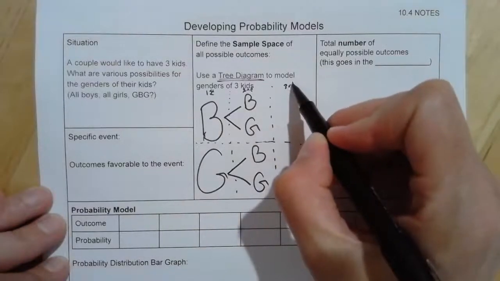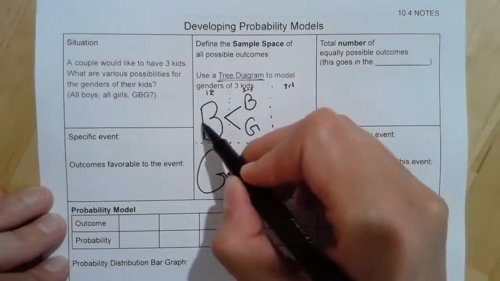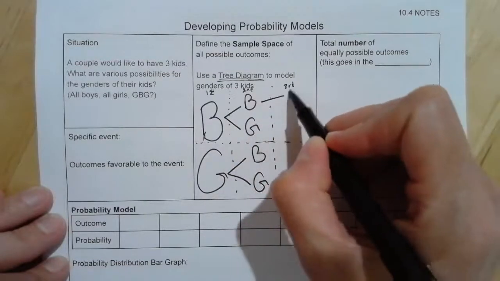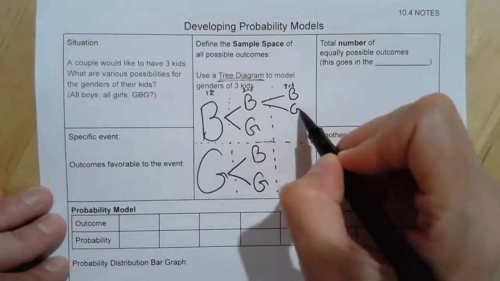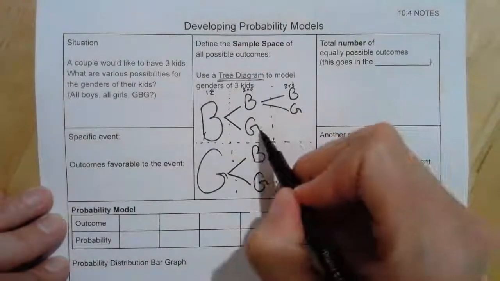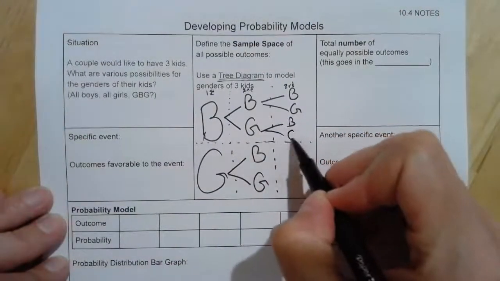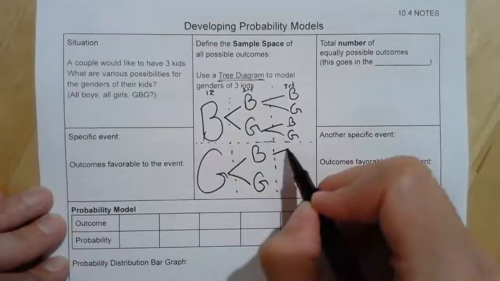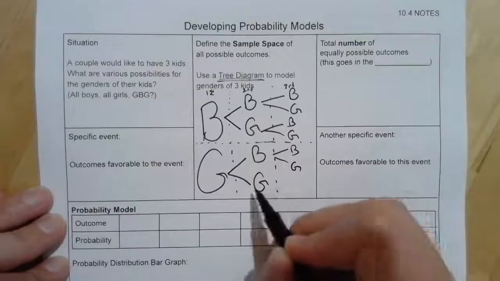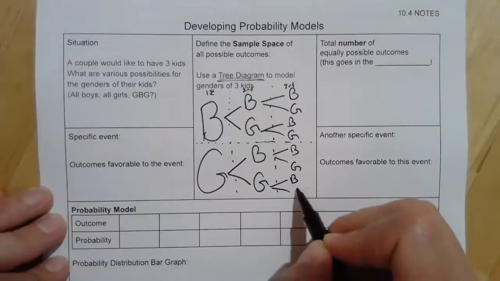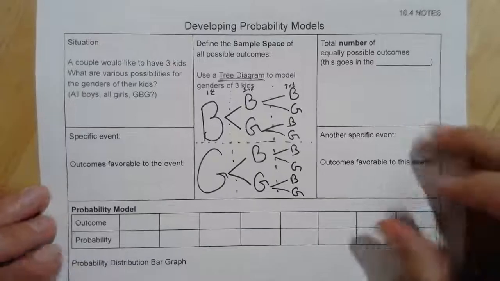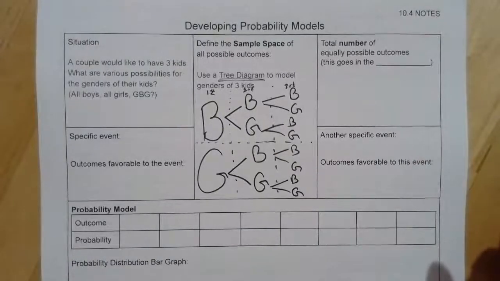And then when we get down to the third kid, if they've had a boy and then another boy, the third kid could be another boy again, or it could finally be a girl. Or in this case, again, the third kid could be a boy or a girl. If this has been the route, it could be a boy or a girl, and a boy or a girl. So this is our tree diagram, and what does this really mean here?